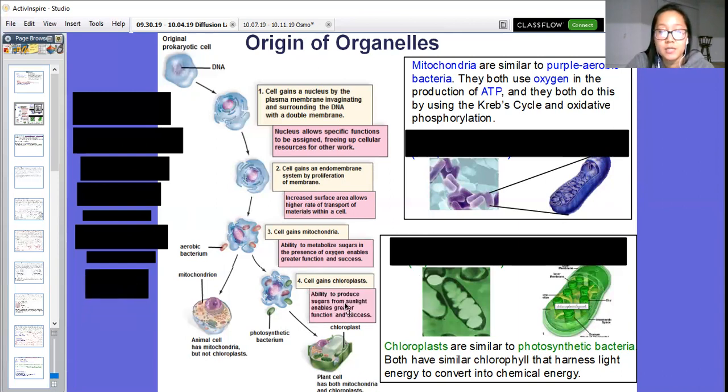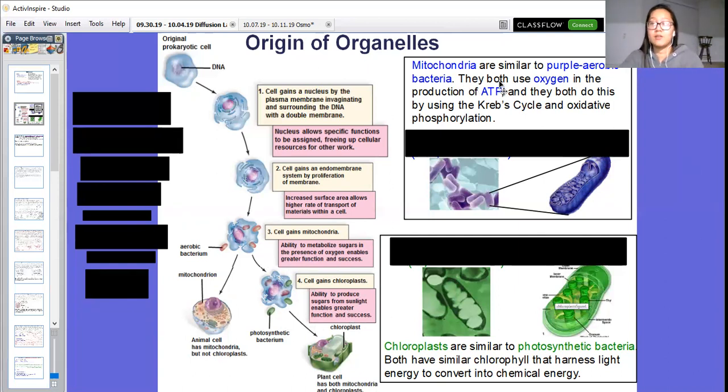Okay, so the ability to produce sugars from sunlight enables greater function and success. So if you can produce your own sugars that you need to use, because everybody has to use sugars to have energy, and if you can produce your own, that makes you an efficient life form because you don't need to retrieve it from somewhere else.